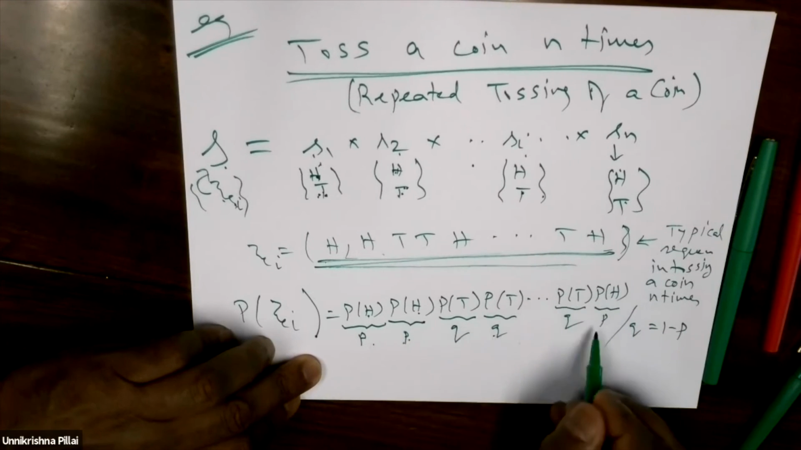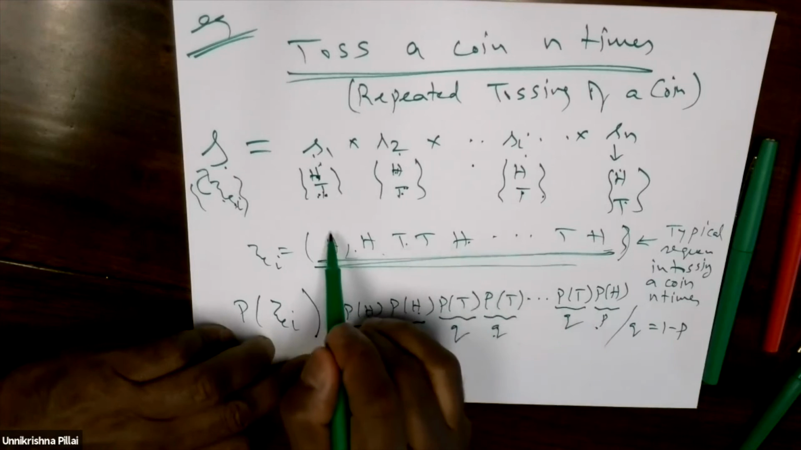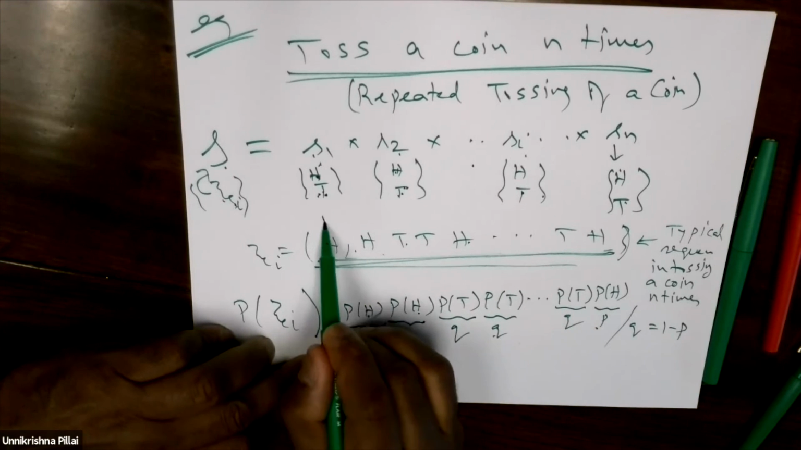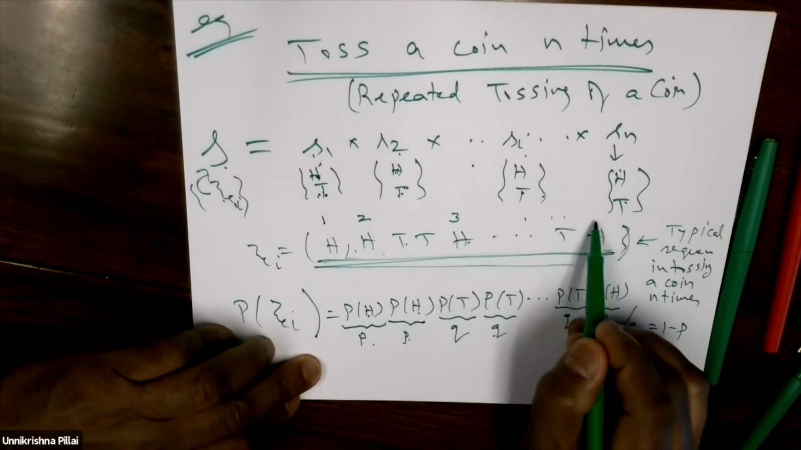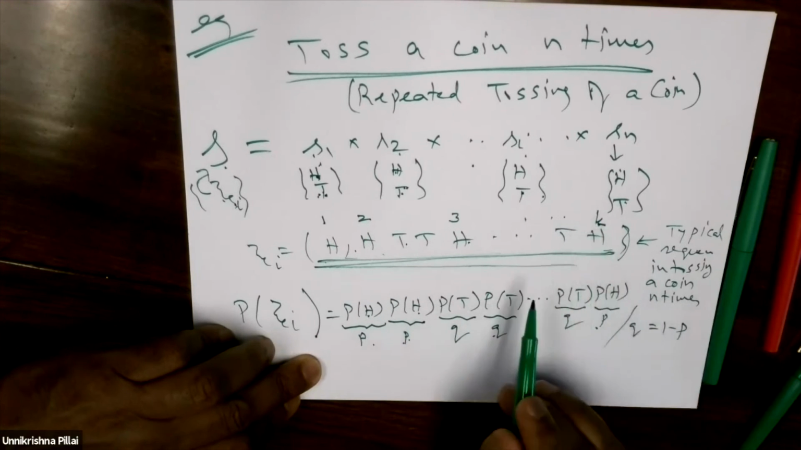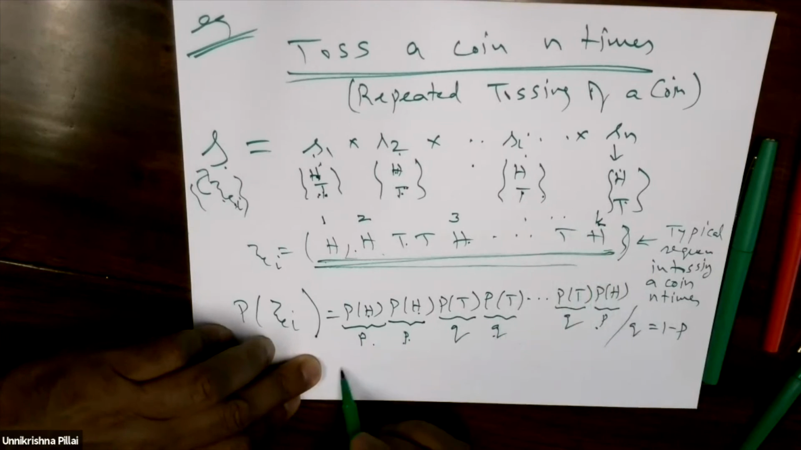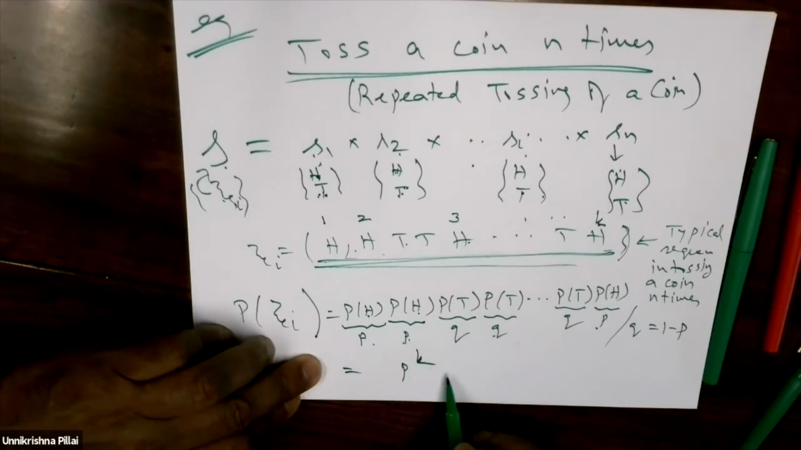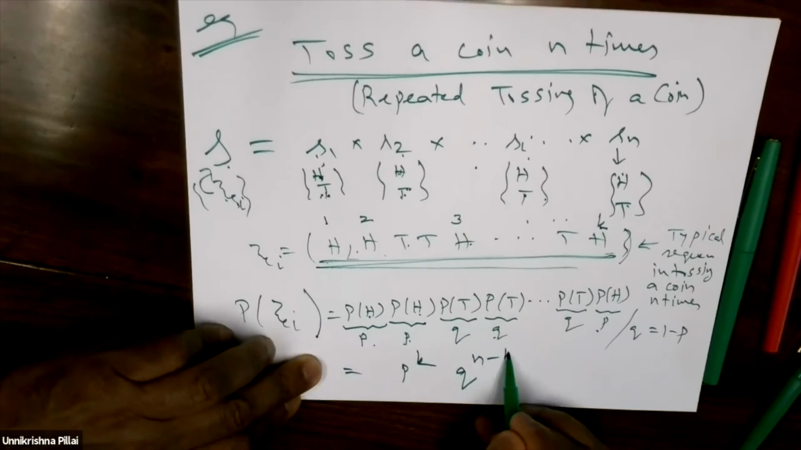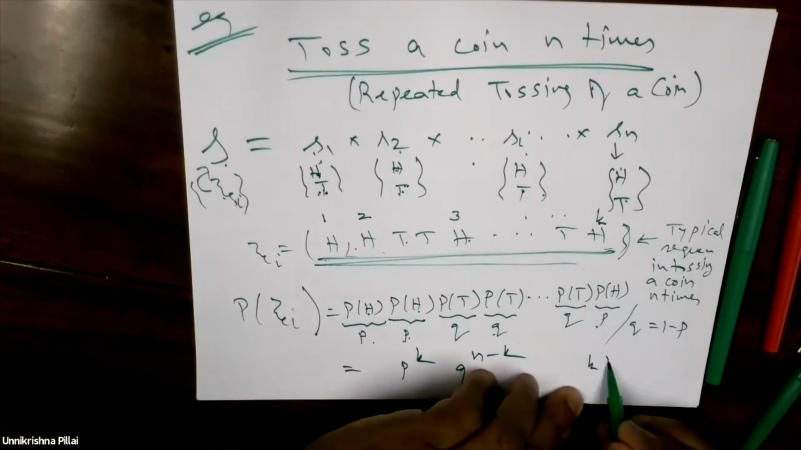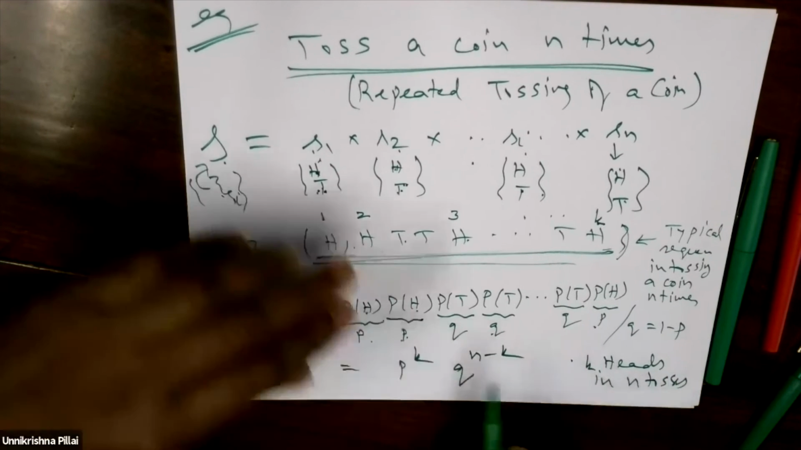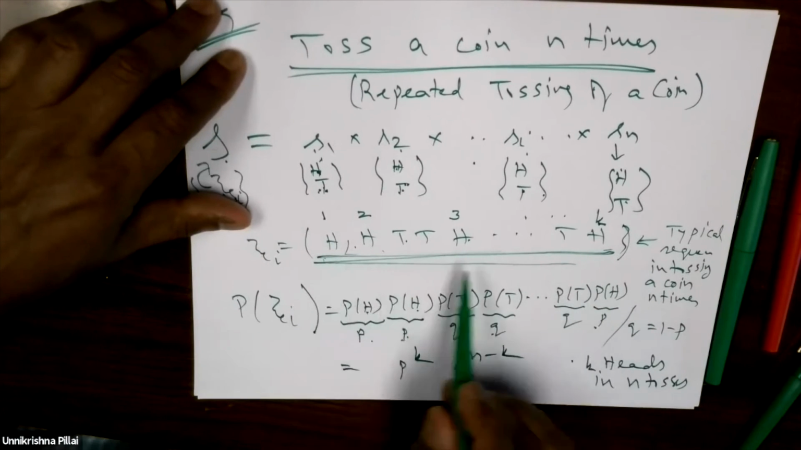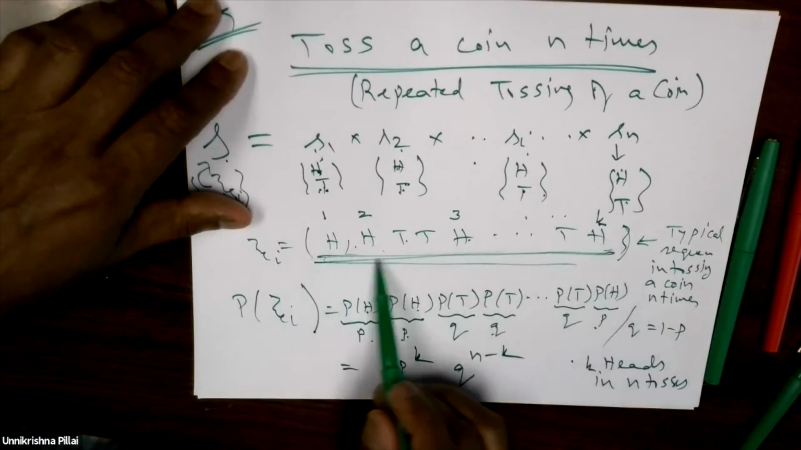Of course, how many P's are here? It depends on how many heads are here. So I'm going to start counting the heads. Look at here, this is one head, second head, third head. Keep counting, I'll get to some number of heads. I'm going to call it K heads. In which case, this will be P to the power K, and there will be N minus K tails. So if you have K heads in N tosses, this is a specific sequence of K heads in N tosses.